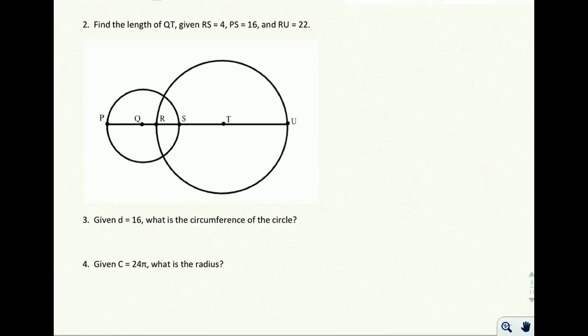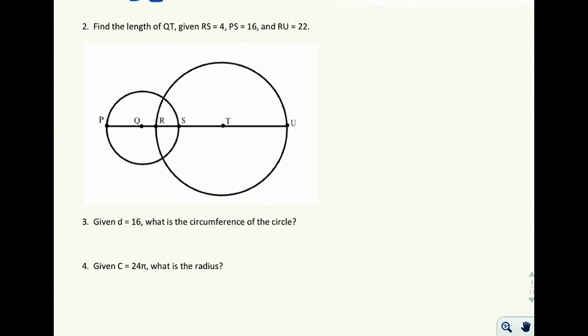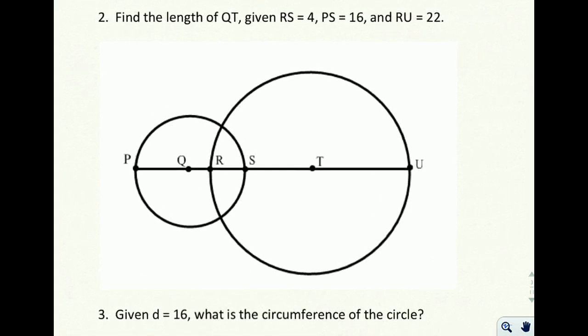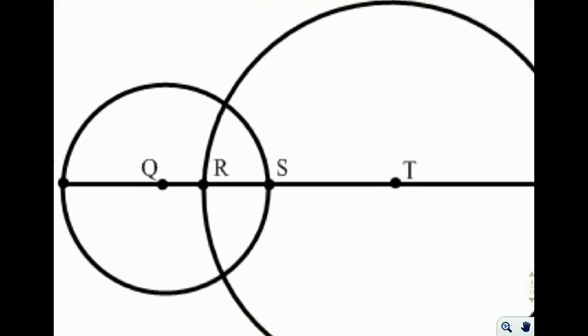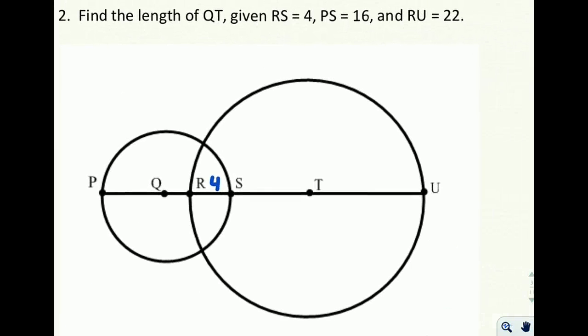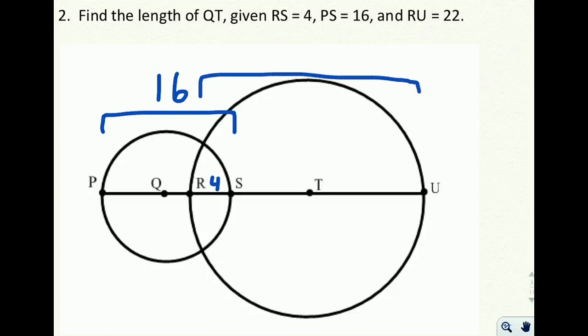Going on, it says find the length of QT. And we're given some information on this picture. So we're told that RS is equal to 4. Let's label that in. The segment is equal to 4. PS is 16. So this whole thing here is 16. And RU, this whole thing here, is equal to 22.